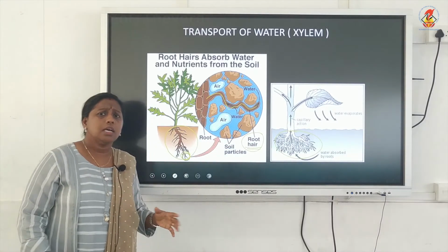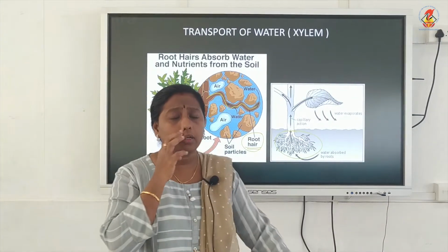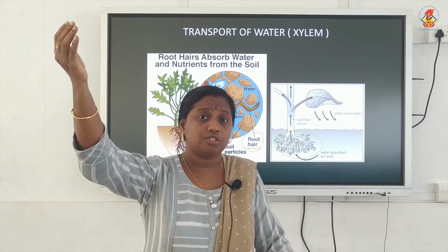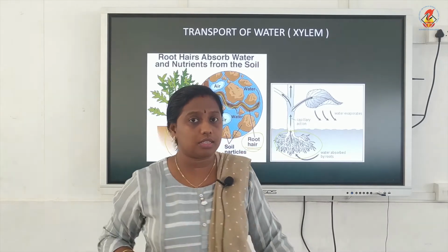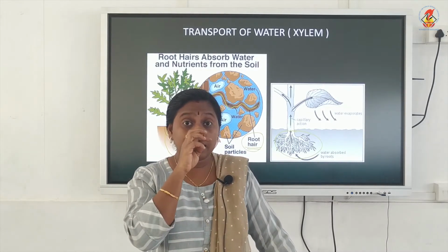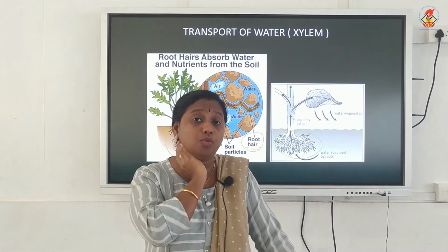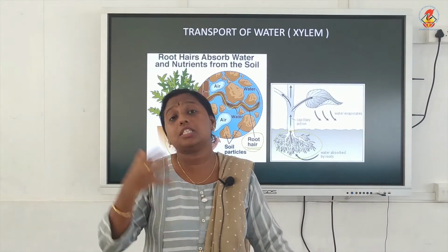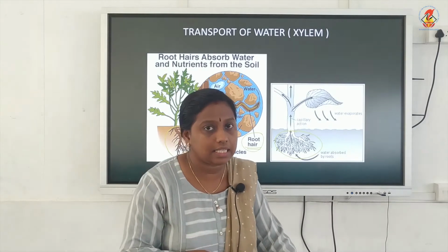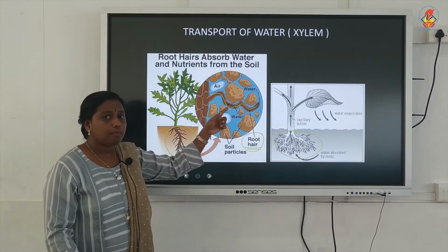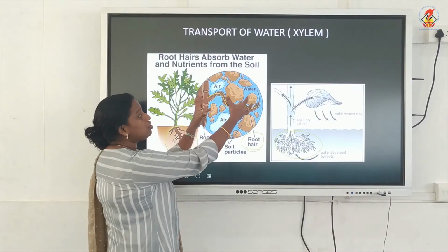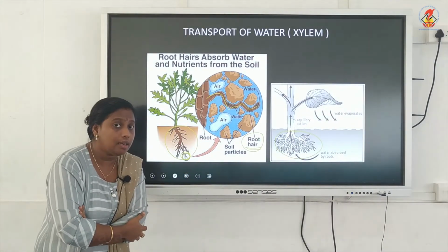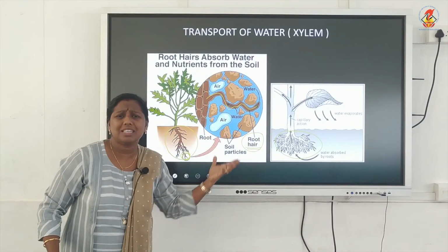Now, what happens? This water will always move from a region of its higher concentration to a region of its lower concentration. Water has that particular tendency. That means from a region where it is more to a region where it is less. So, when we study this particular region, see here, water is more outside the root hair, whereas there is less or no water inside the root hair.